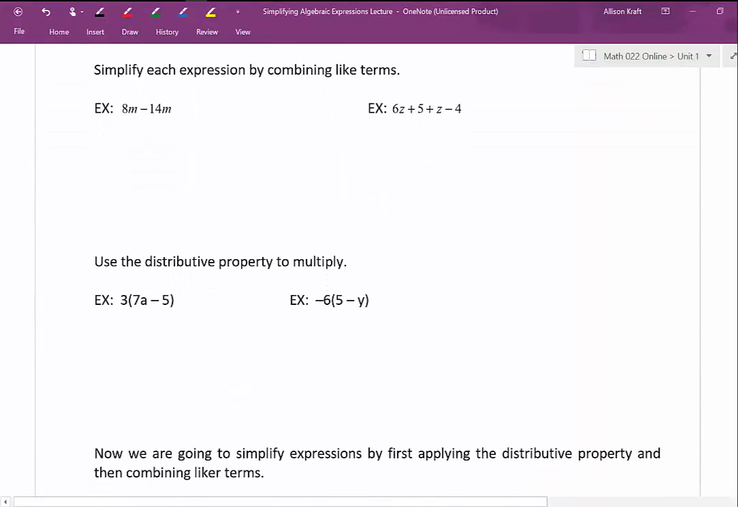Let's simplify each expression by combining like terms. The first thing you want to do is identify whether or not you have like terms. 8m minus 14m. Those are like terms. Each have the variable m raised to the first power. So now all we need to do is add or subtract the coefficients. 8 minus 14 gives us negative 6m.